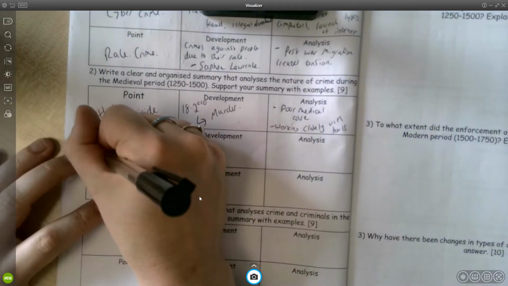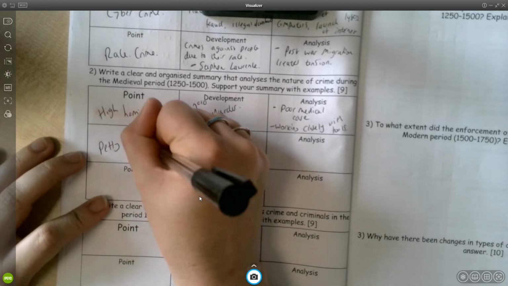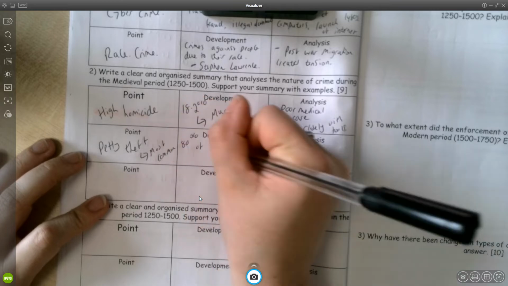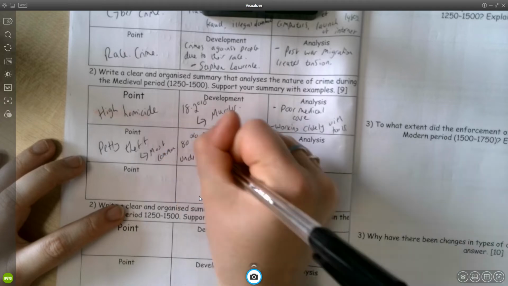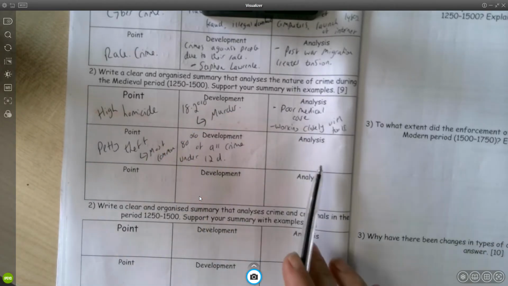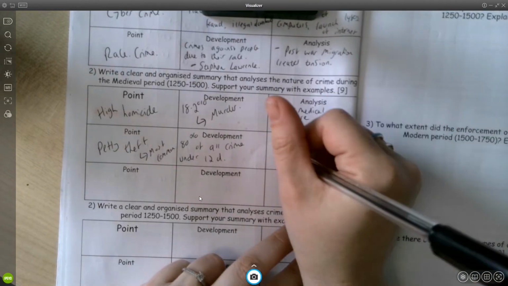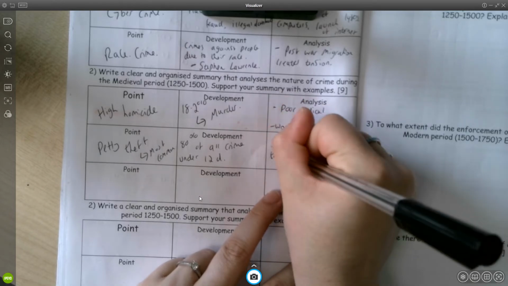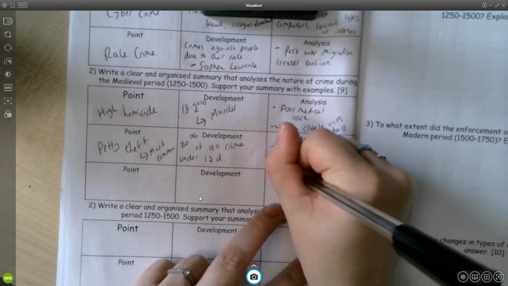Another point that you could make is petty theft, most common crime, 80% of all crime, and it is stealing things under 12d. Why is this the most common crime? Needs to be the focus of your analysis, and that's because people were reliant on the harvest. During poor harvests, people could be desperate.